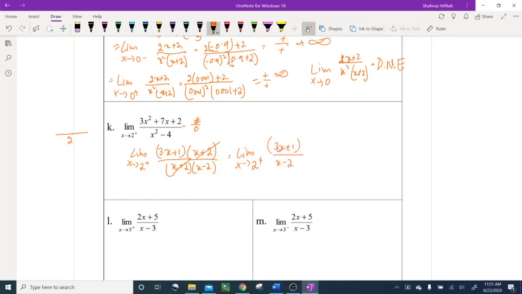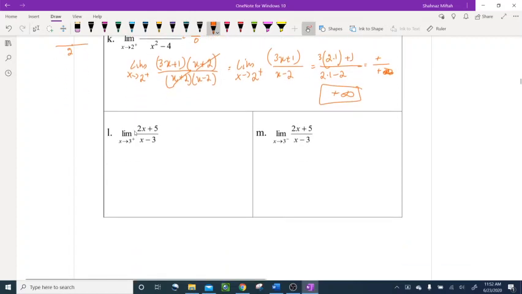Now I'm going to plug in my 2.1 here. So it's going to give me 2.1 times 3 plus 1 over 2.1 minus 2. I know this one is positive because 2.1 is a bigger number than 2. And this one is also positive. So it means my answer is positive infinity. And did you see, I didn't say it does not exist. I just said that's positive infinity because they are only asking one-sided. But if they are asking two-sided, I have to give them does not exist.